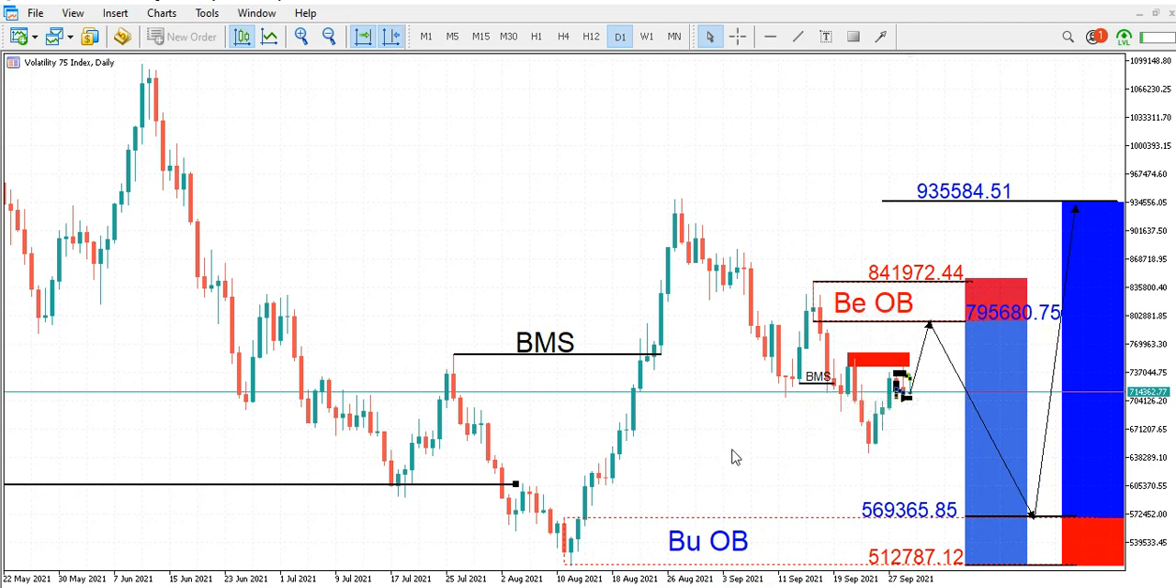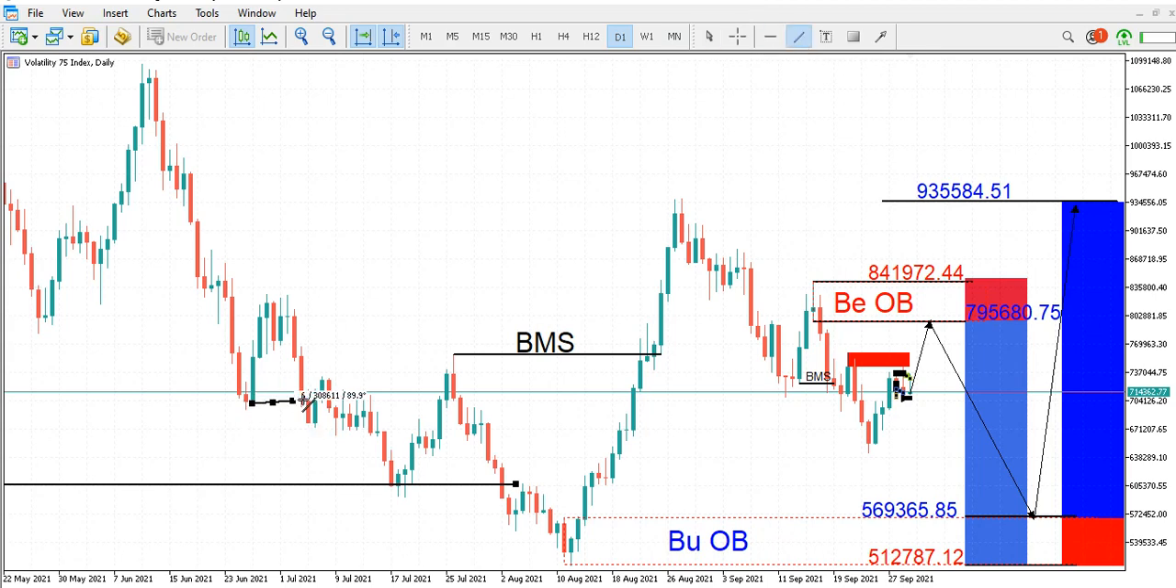So one of the characteristics of an order block is that it is 100% valid if it takes out the opposite order block. It is 100% valid when it takes out an order block. Do we have an order block that was taken out by this move? Yes, we have.